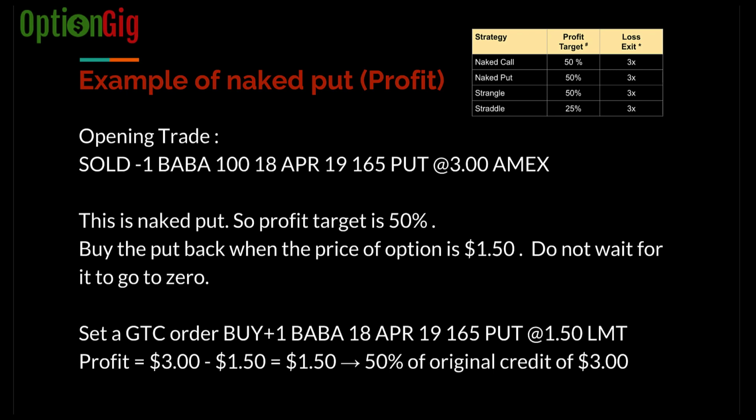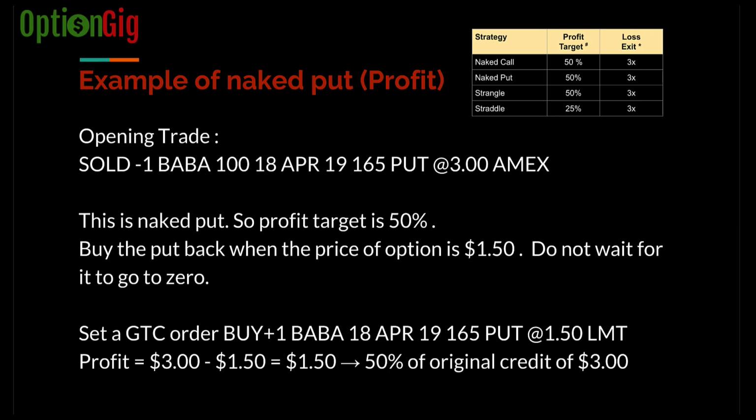Alright, so this is an example of a naked put when it is making profit. If you really look at it, that's the opening trade of Alibaba, in which we sold the 165 put expiring on 18th April 2019. This was sold for $3. So this is a naked put, and the profit target is 50%.